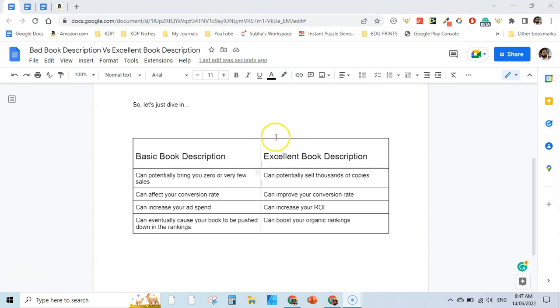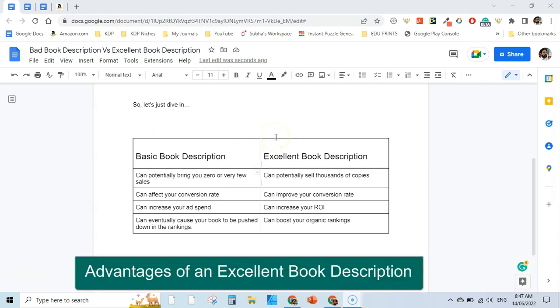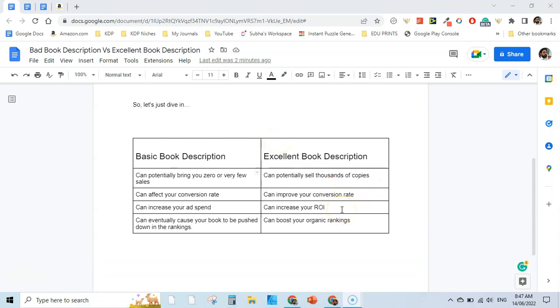The opposite is true for an excellent book description. It can potentially sell you thousands of copies, improve your conversion rate, and increase your ROI. If you are spending money on ads, it can bring you a good ROI, return on investment, and can boost your organic ranking. Your book is selling and converting more, its conversion rate is high, and Amazon ranks it higher in the search results. So let's get started with the first example.